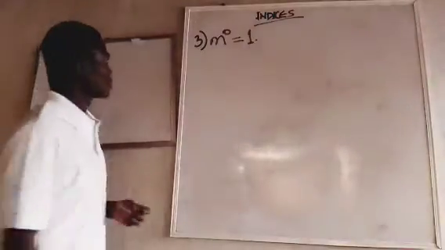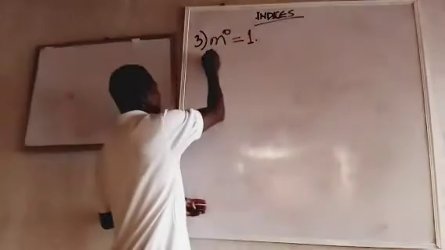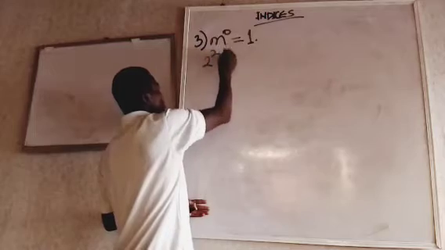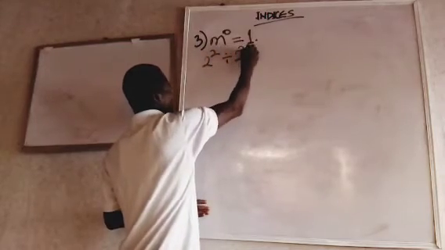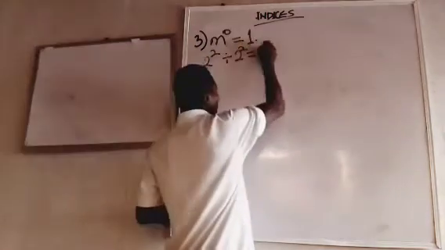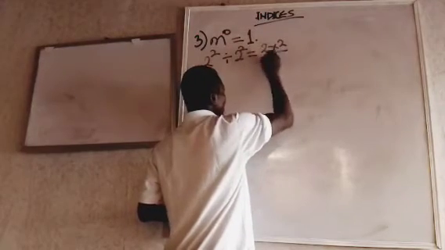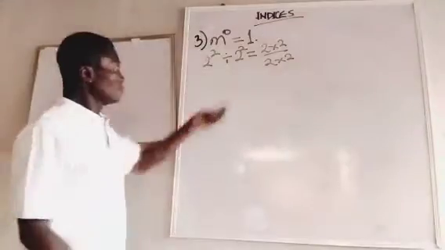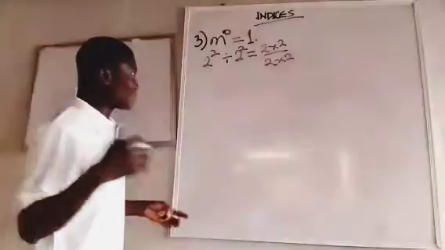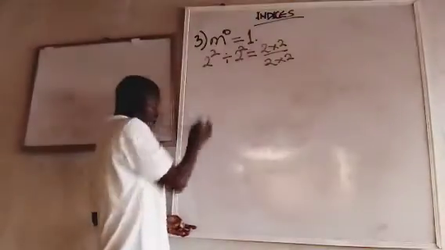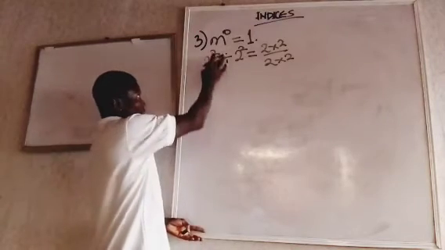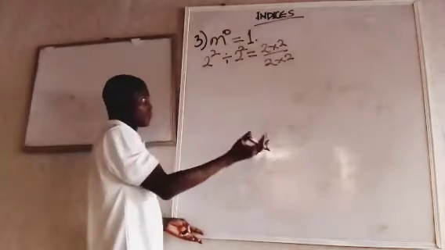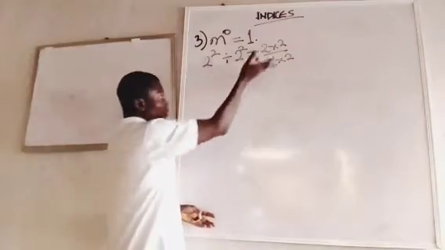I want you to look at it like this. Let me say I have 2 raised to power 2 divided by 2 raised to power 2. That's going to give me 2 times 2 divided by 2 times 2. And we have known from the past that when we have 2 indices like this, we are going to subtract the power of this one from this one. That is, we are going to subtract the power.